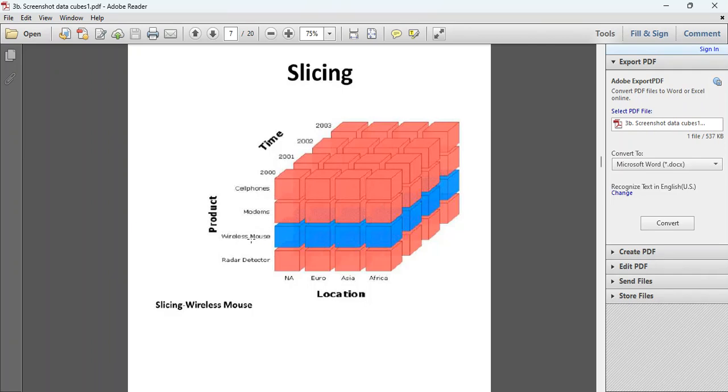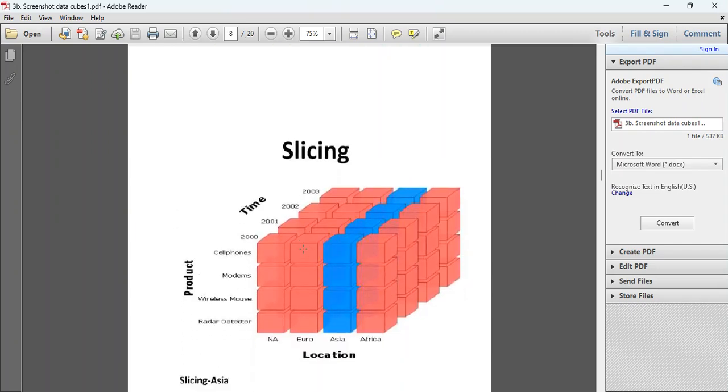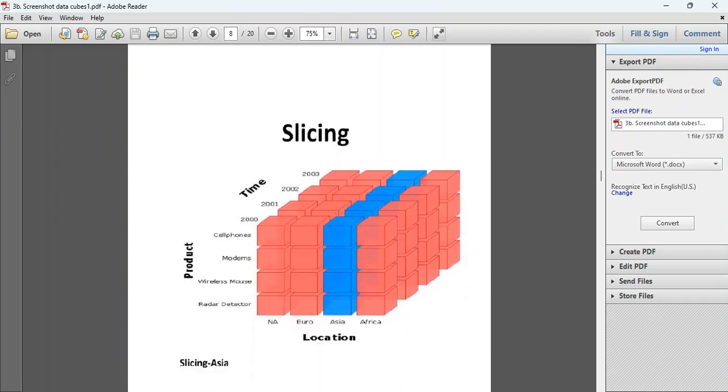We are extracting only two dimensions here and here. This dimensional data we are extracting. This kind of extraction is called slicing. We can also extract like this, but here also we are slicing only one piece from this cube.